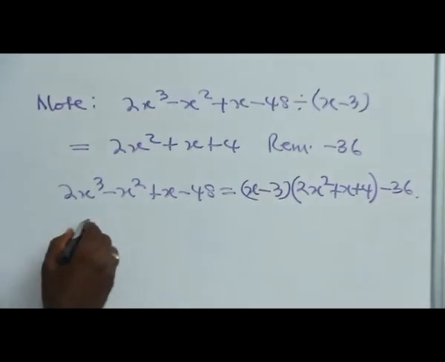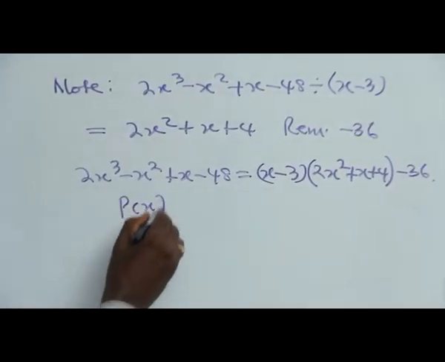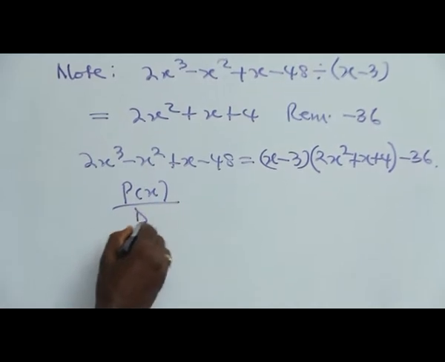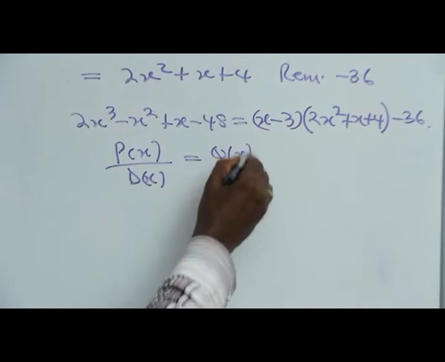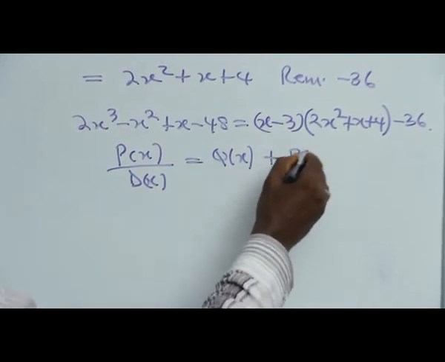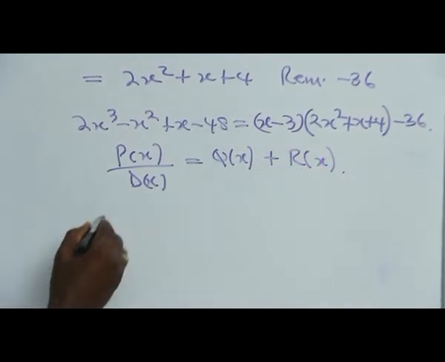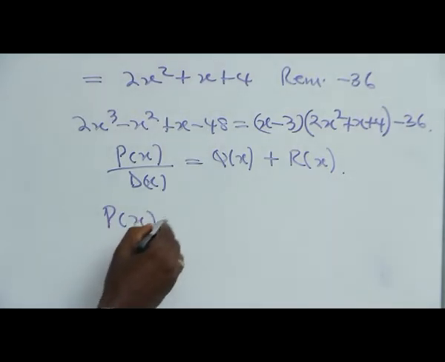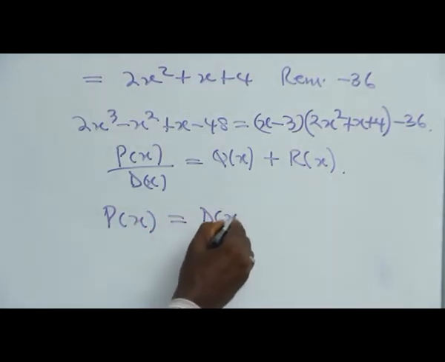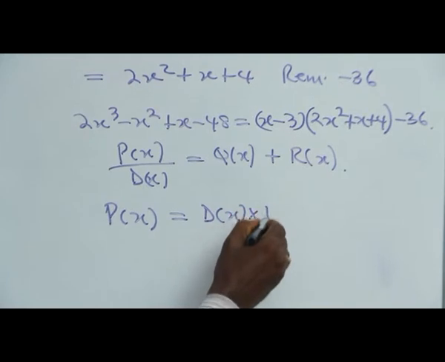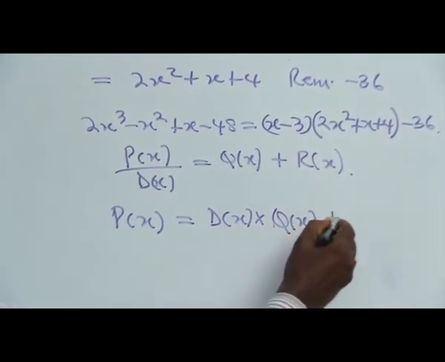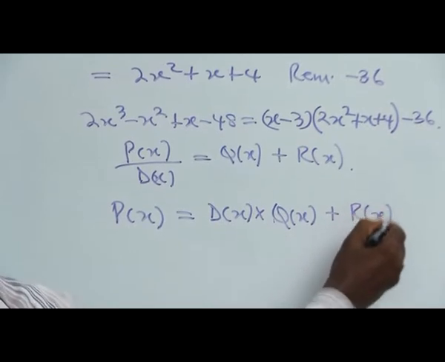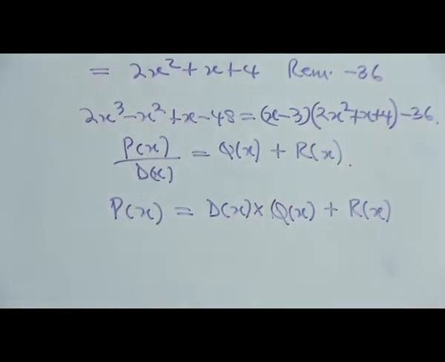That is what we wrote the other time to say P(s) over D(s) is equal to Q(s) plus R(s), which eventually is the same thing as P(s) equal to D(s) times your Q(s) and then plus the remainder, as we have seen above. That is the relationship.